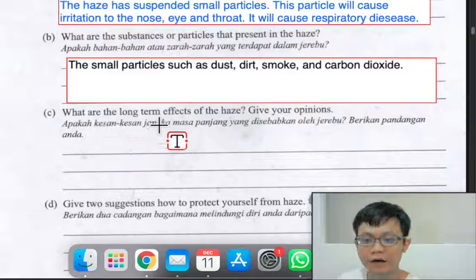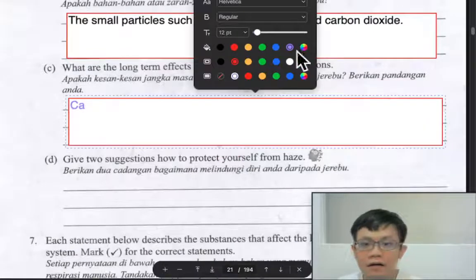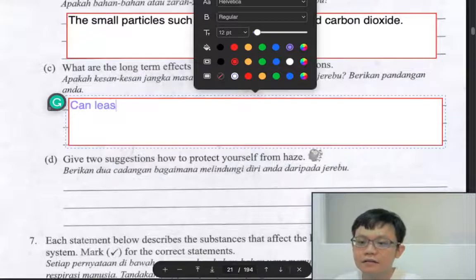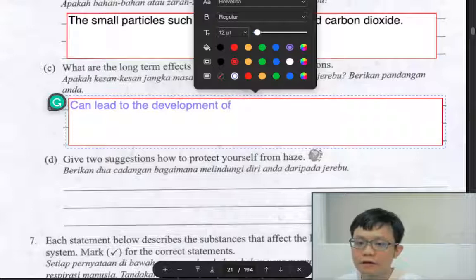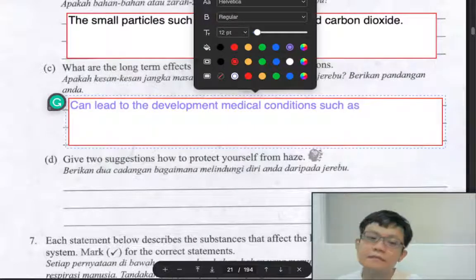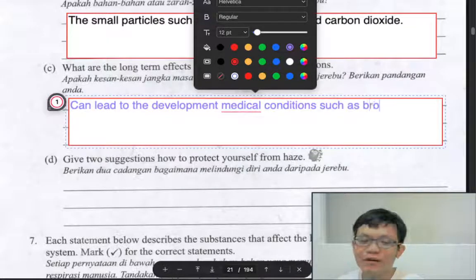Okay, what are the long term effects of haze? Give your opinion. Can lead to the development of medical conditions. Mm-hmm. Such as... I'm not very good at reading this word. Never mind, you just read. Bronch... C-H-I-T-I-S. C-H-I-T-I-S, okay. And a higher incidence of lung cancer.